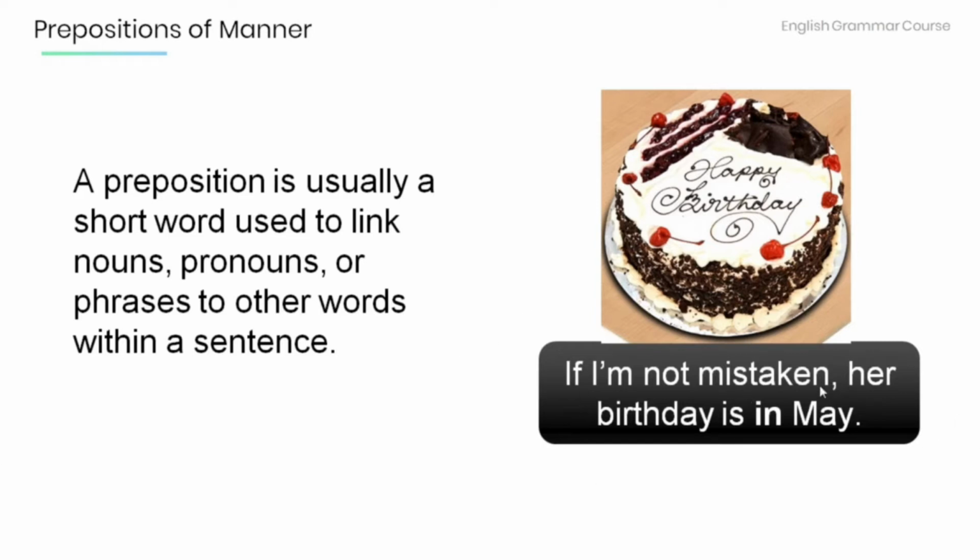If I'm not mistaken, her birthday is in May. Now, the word in the sentence is a preposition, and it is used to link the word or the noun May to her birthday.